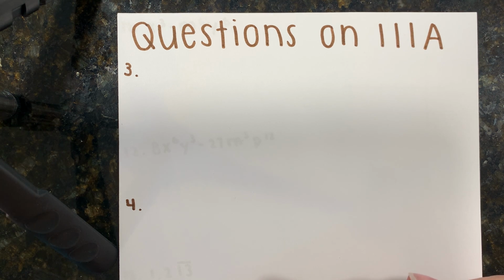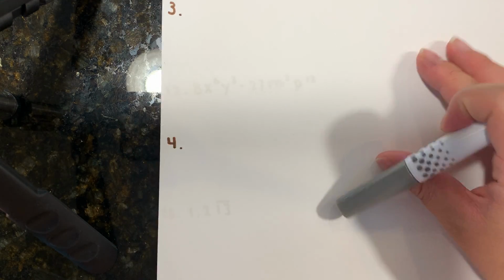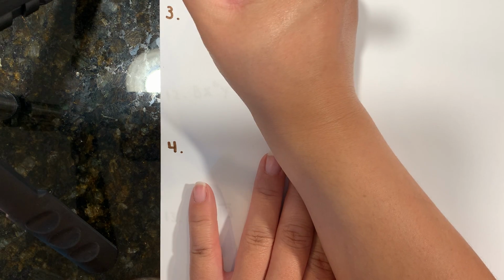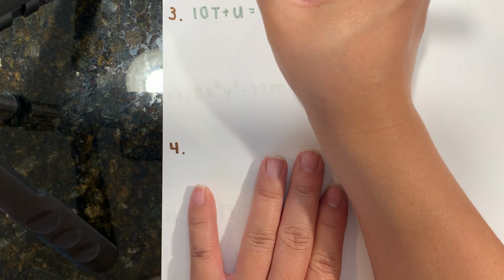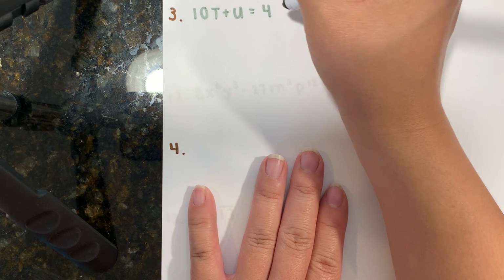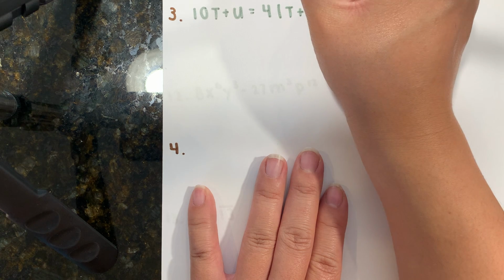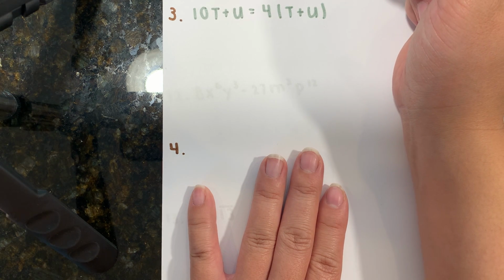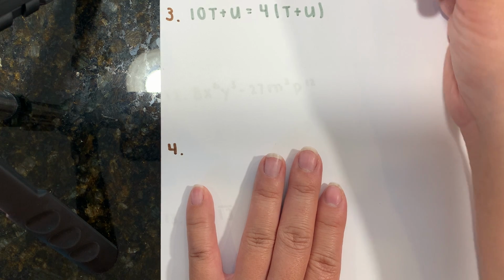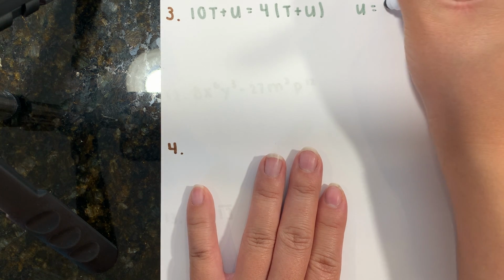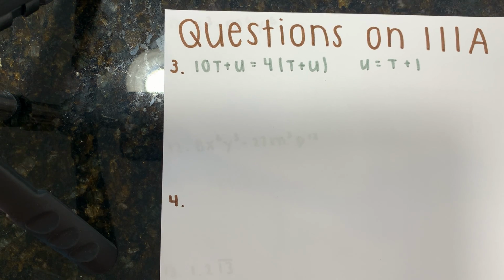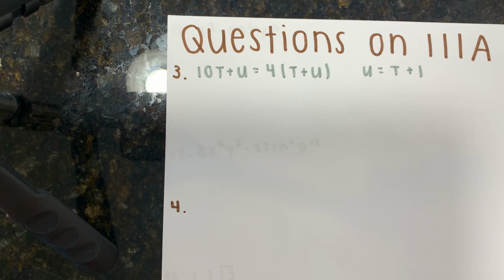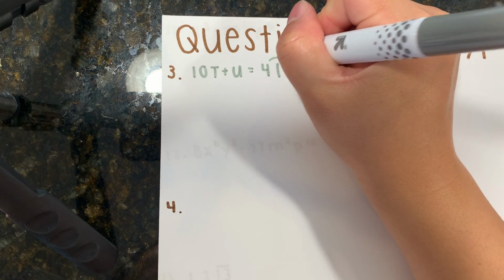Okay, so we have a two-digit counting number. The value of it equals 4 times the sum of the digits. So that means 10t plus u is going to be equal to 4 times the sum of the digits, so 4 times t plus u. And then it says the units digit is 1 greater than the tens digit, so units is tens digit plus 1. Now the 10t plus u is from lesson 107, so make sure that you look at your notes for that.